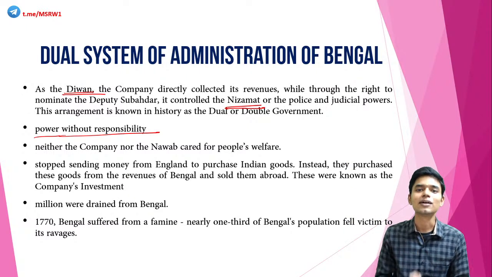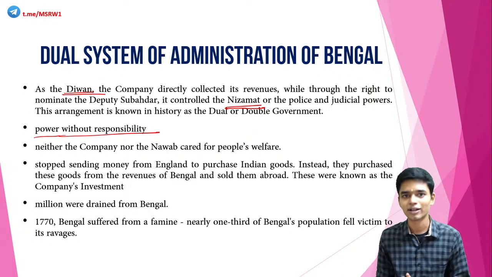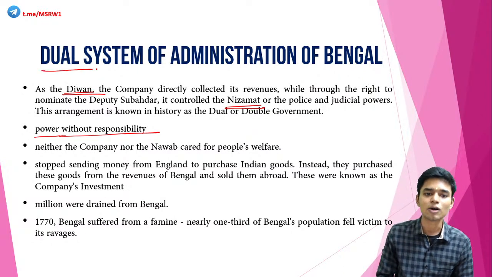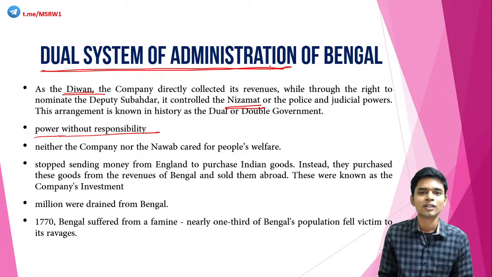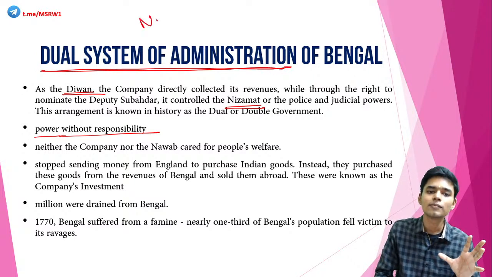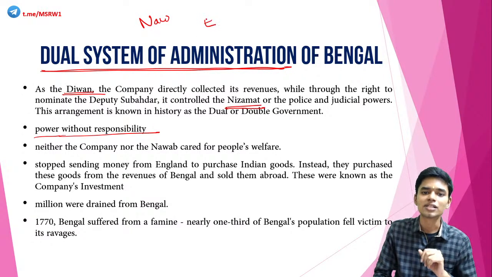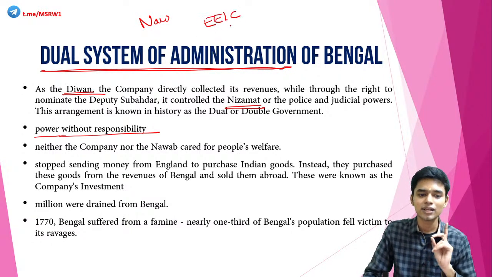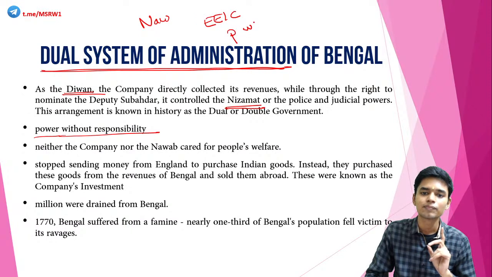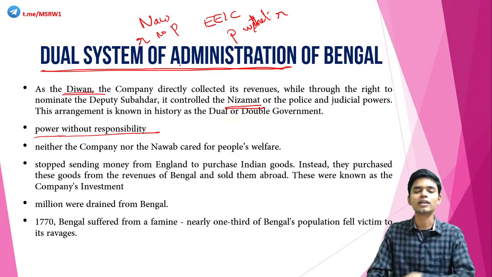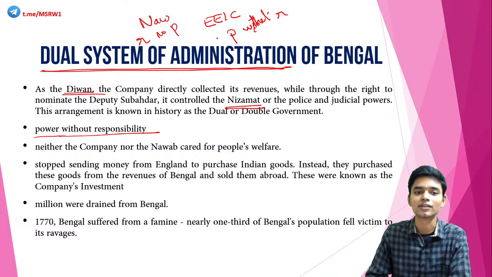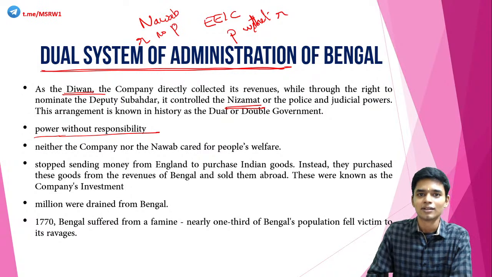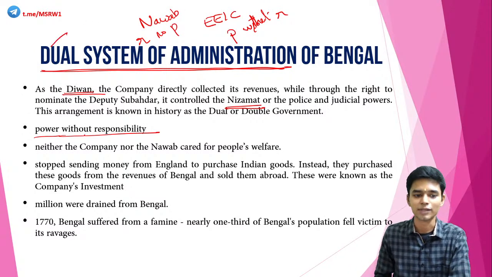This was the condition in Bengal, and this system of governance is known as the dual system of administration. Two power centers: one is the Nawab and the other is the English East India Company. The company had power without responsibility, and the Nawab had responsibility without power. This was the condition, and this is known as the dual system of administration.